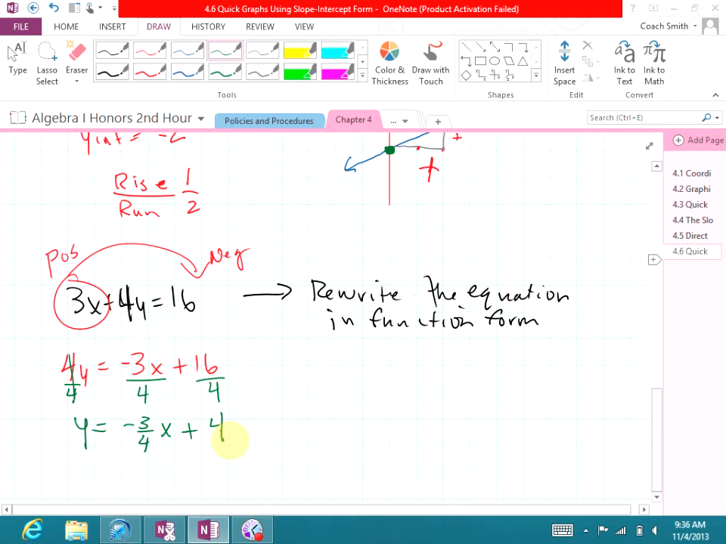Now, in this particular section, they want you to rewrite it, and then they just want you to give them what the slope and what the y-intercept is. So, the slope is equal to what? Negative 3/4. And the y-intercept is equal to what? 4. Okay, so you don't have to graph that one. That's all you need for that one.